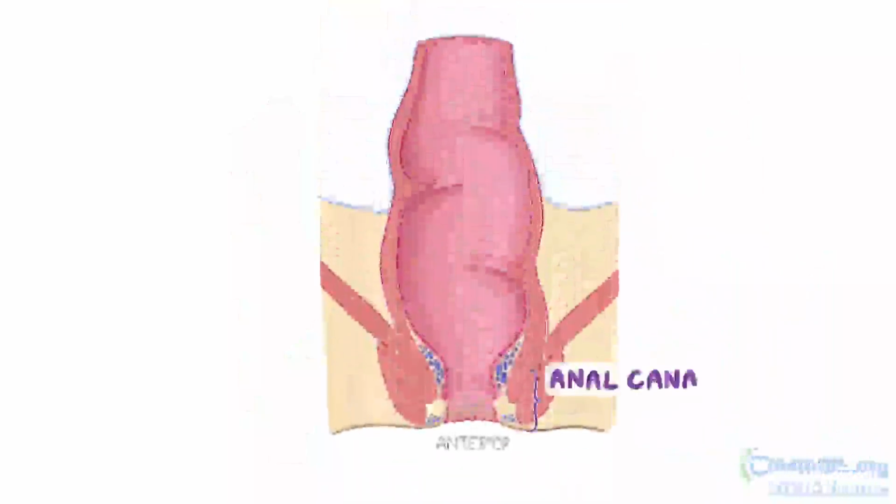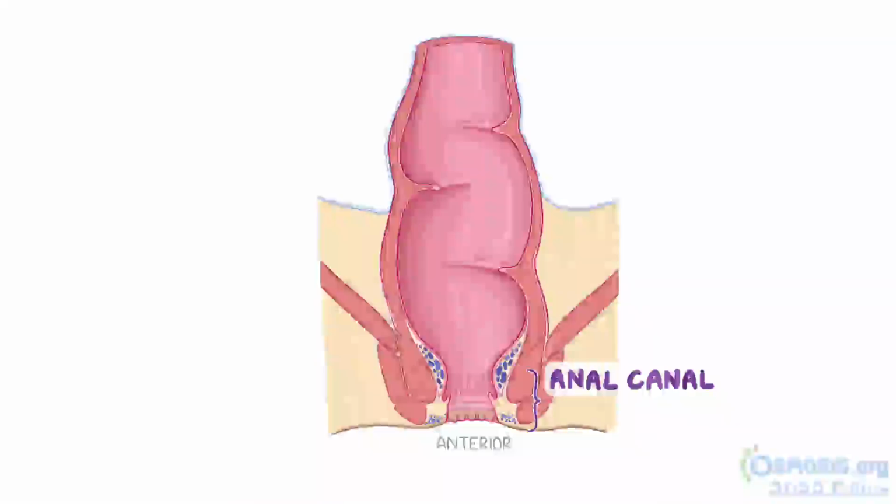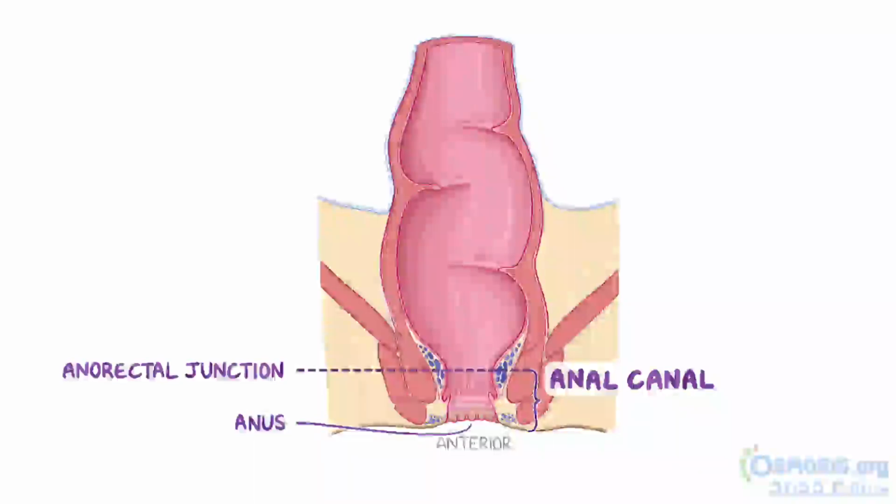Let's move a little farther down and talk about the anal canal, which is a small tube that forms the last part of the gastrointestinal tract. The anal canal begins at the anorectal junction and descends postero-inferiorly to end at the anus, which is the external opening of the gastrointestinal tract. Typically, the anal canal is collapsed and expands as feces pass through it during defecation.